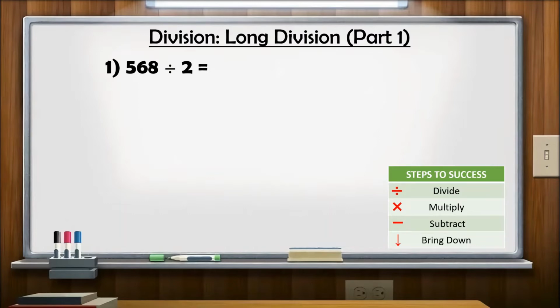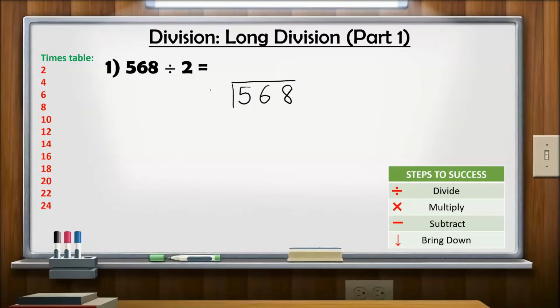I'm going to write out my times table for my divisor. So in this case, I'm going to write out my 2 times table. Now, this isn't necessarily required, but it can come in handy when answering the question. Now, I'm going to draw out my bus stop. And on the inside, I'm going to put my dividend of 568. And on the outside, I'll put my divisor of 2.